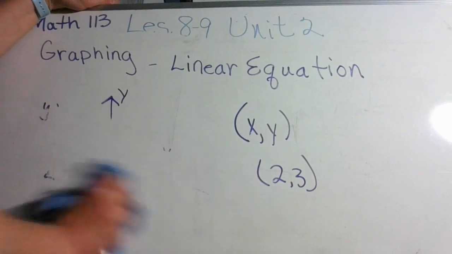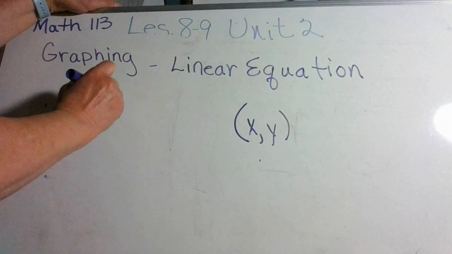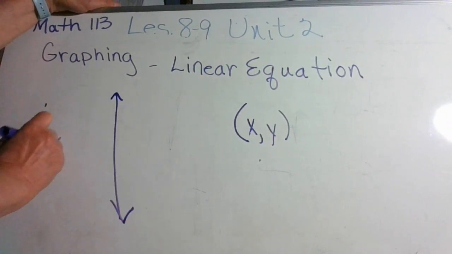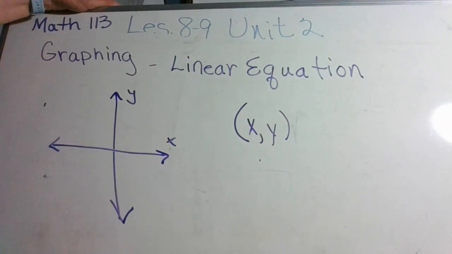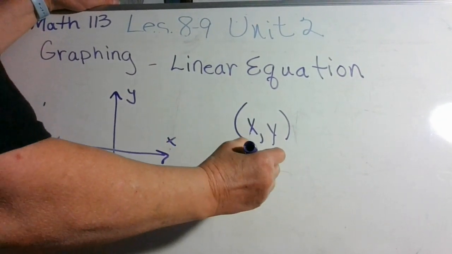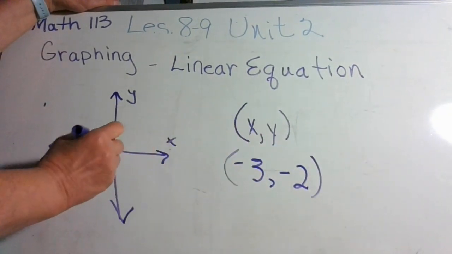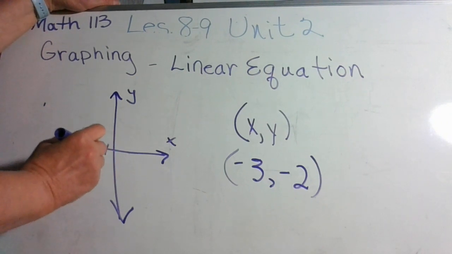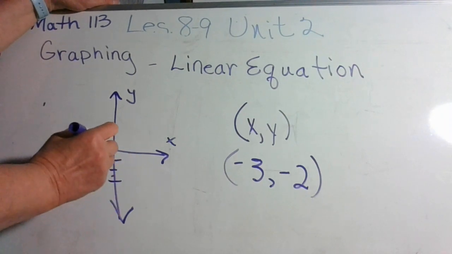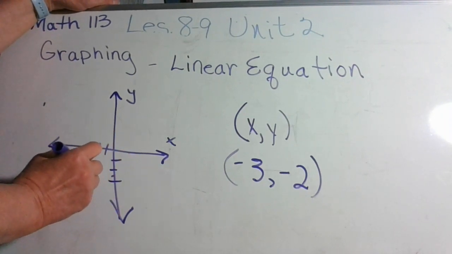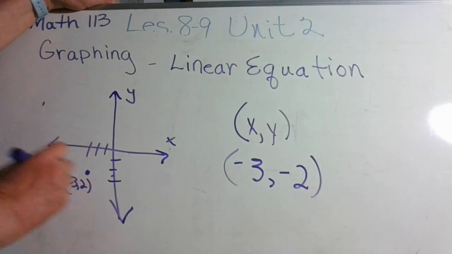Now, getting kind of messy on there. Let's get rid of that. Let me put the graph back up here. Again, this is the y and this is the x. So let's say we have -3 and -2. The x is -3, so again I start at the origin. I go 1, 2, 3, and -2, it goes down. So 1, 2, 3 to the left and 2 down. That would be my point, -3, -2.